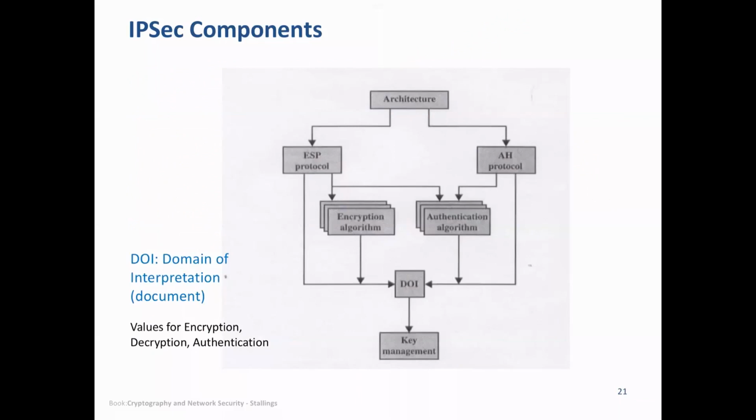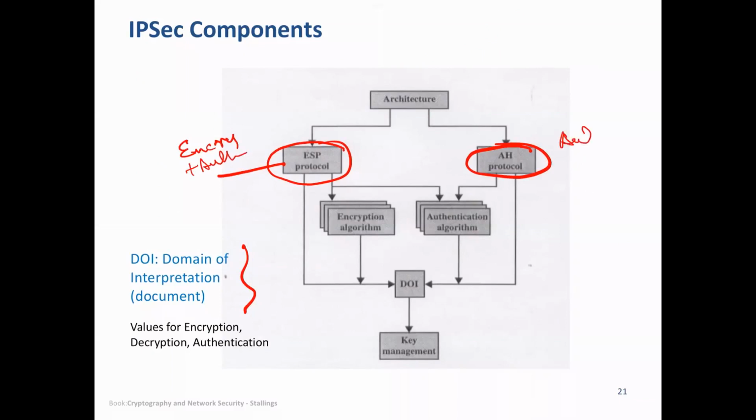Okay, so now if you go to the drafts where IPsec is defined, it is called the domain of interpretation. Basically it defines two types of protocol: the ESP protocol or the AH protocol. The ESP protocol provides encryption plus authentication. This provides only authentication. So we have two protocols, ESP and AH. Okay, all right. And then of course there is a key management protocol like Diffie-Hellman.